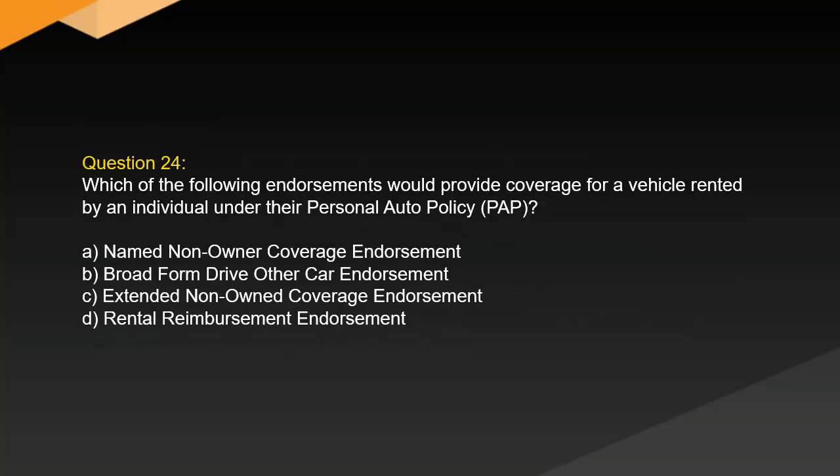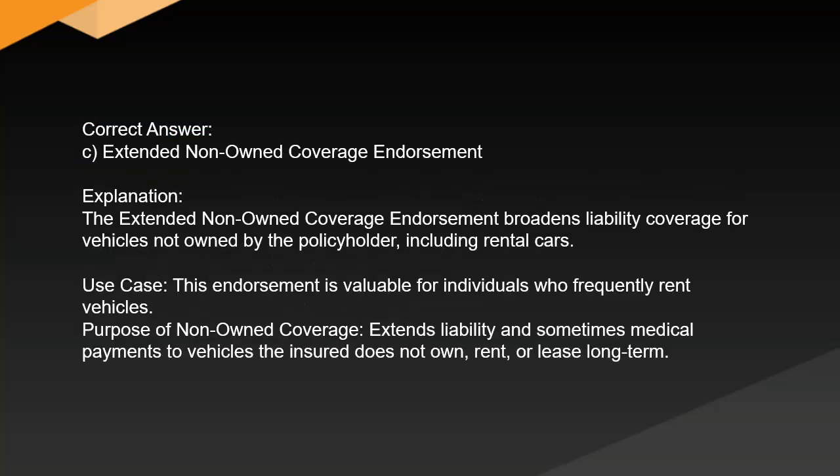Question 24. Which of the following endorsements would provide coverage for a vehicle rented by an individual under their personal auto policy, PAP? A. Named non-owner coverage endorsement. B. Broad form drive other car endorsement. C. Extended non-owned coverage endorsement. D. Rental reimbursement endorsement.